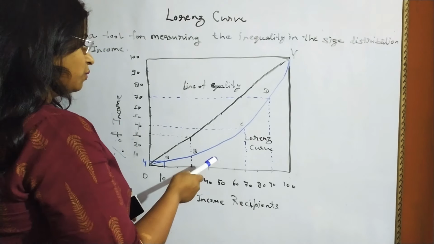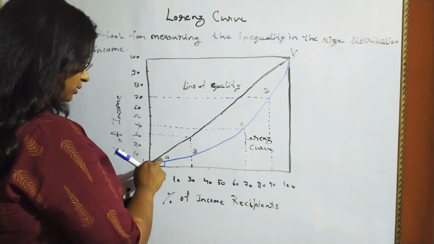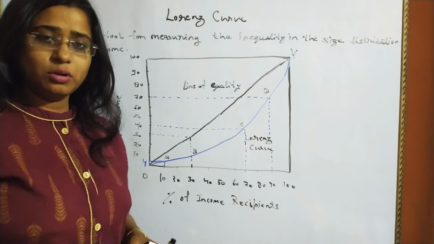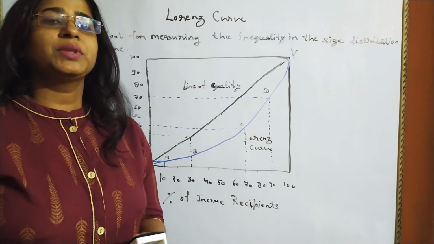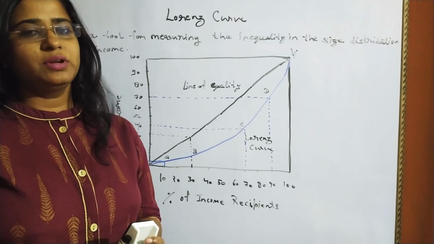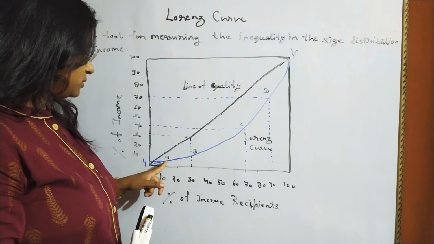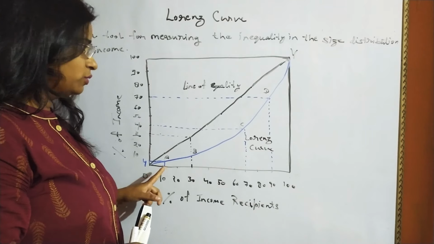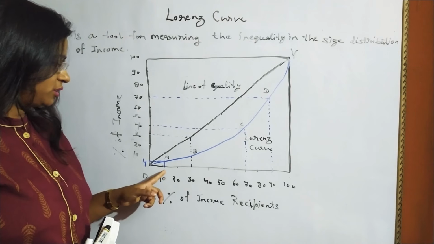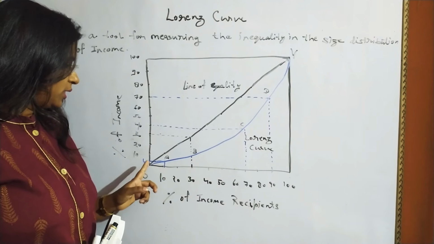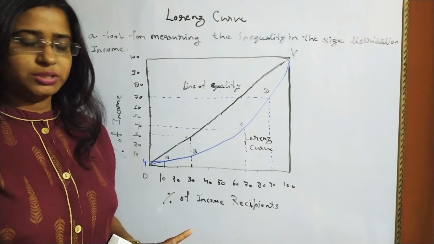So now we can see the Lorenz curve. The blue line over here is showing the Lorenz curve, and this Lorenz curve is showing the unequal distribution of national income. How? We will see that. If we consider the point A on this Lorenz curve, it is showing that 10% of the population is getting only 4% of total national income.